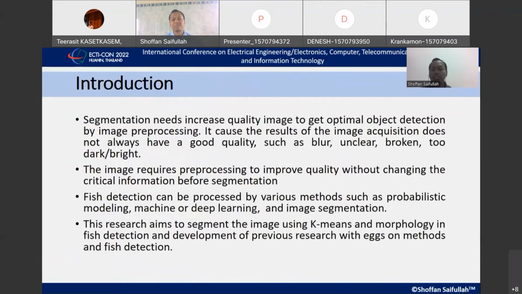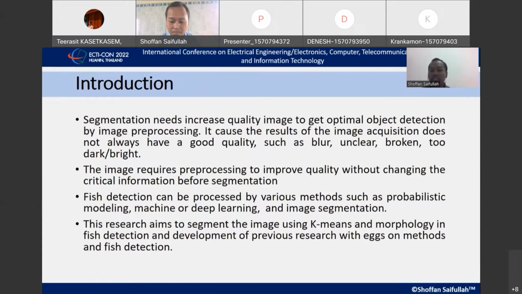In the introduction, segmentation needs increased image quality to get optimum object detection through preprocessing. The result of image acquisition does not always have good quality, such as an image that is blurred, unclear, broken, or too dark. The image requires preprocessing to improve quality without changing the critical information before the segmentation method.